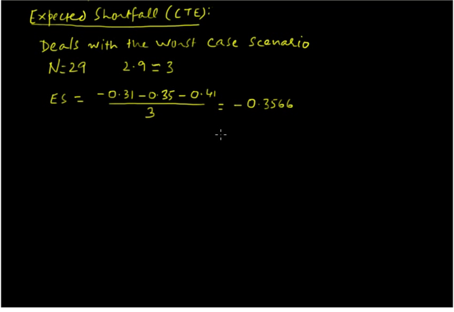This means that if the worst 10% comes true, we are going to lose 35.66% on an average.